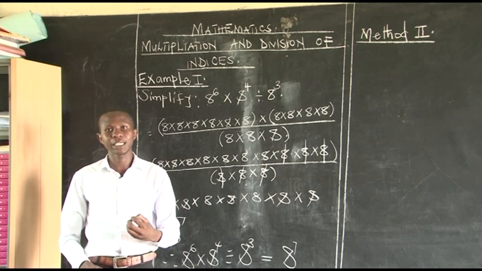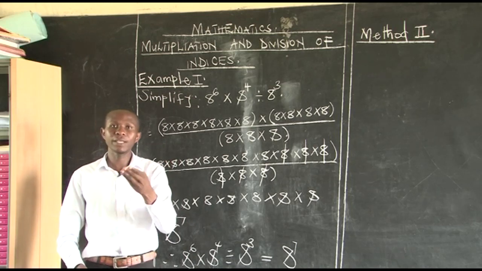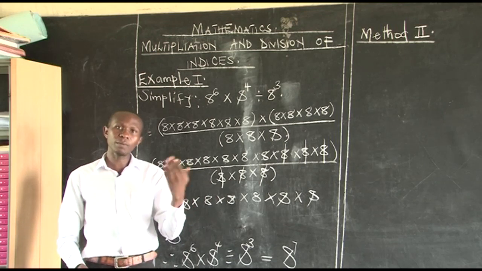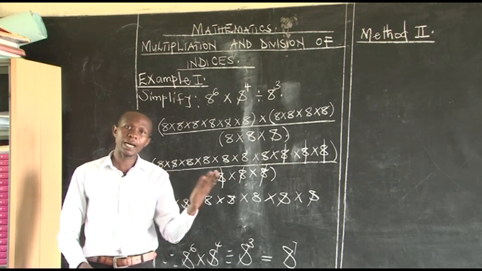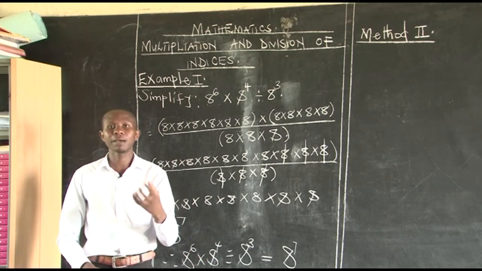So we have to follow that. When you are to subtract, just look at the bases first of all. If they are the same, then you go ahead and subtract. If you are multiplying, check the bases. If they are the same, go ahead and add their powers. But if the bases are different, don't add their powers.